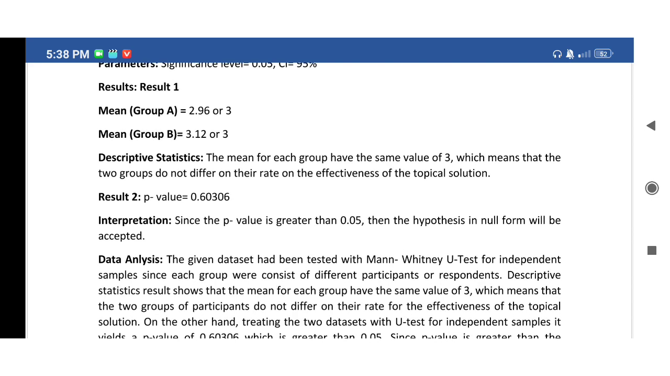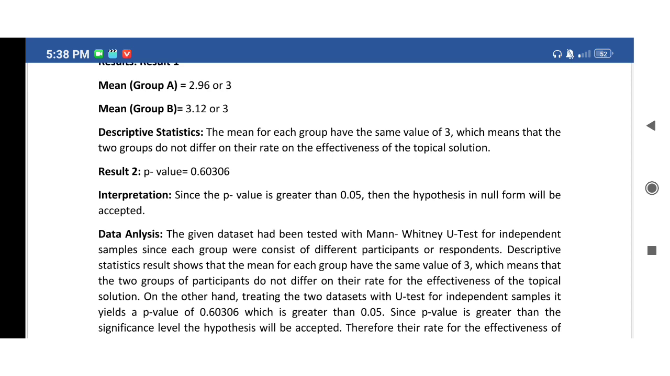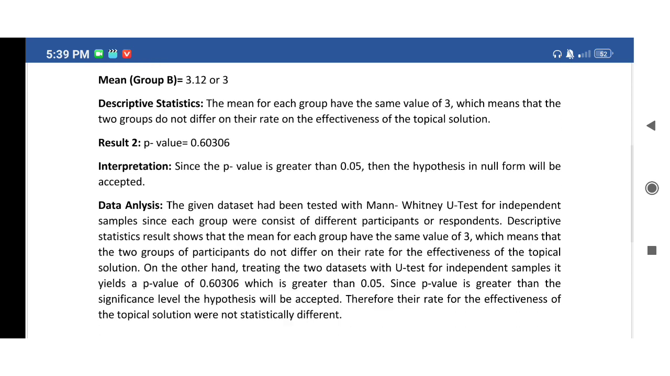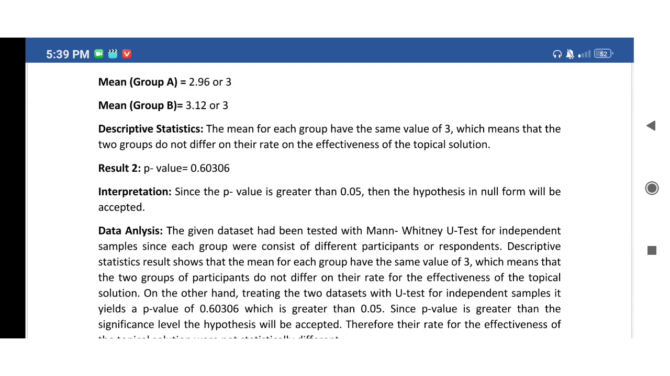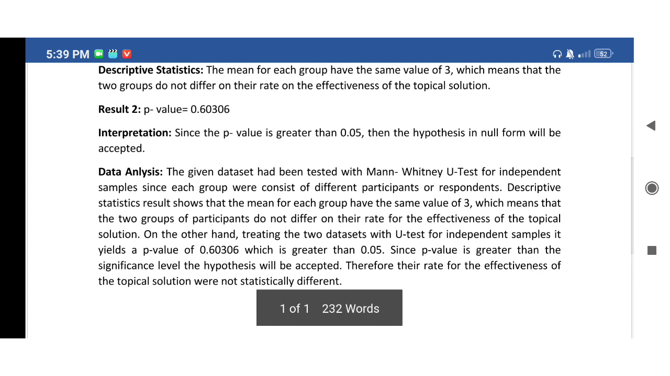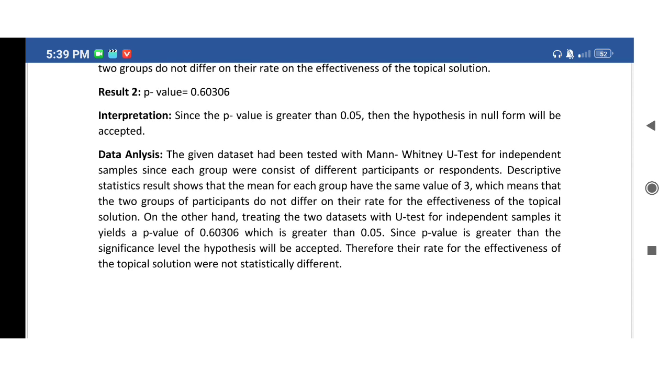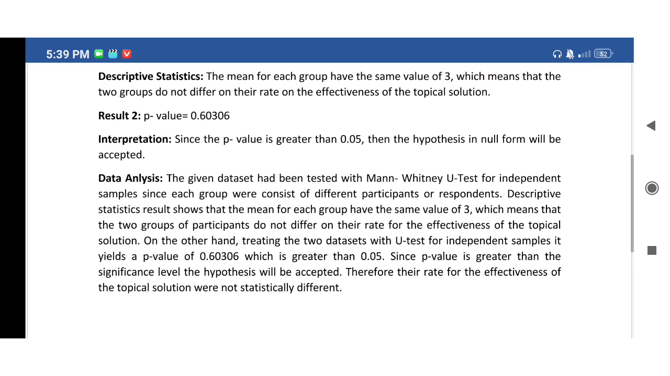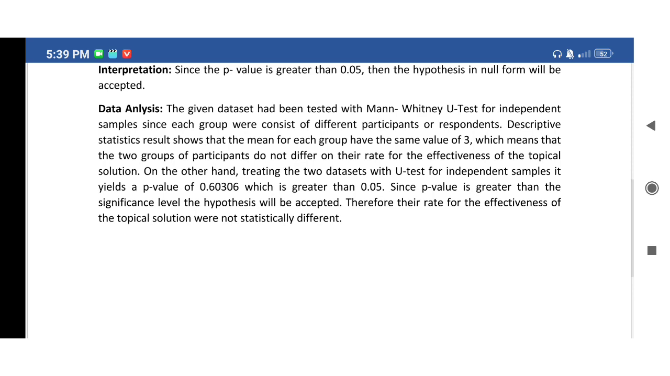So results. Result 1: the mean of group A is 2.96, or 3, and the mean of group B is also 3, or 3.12. Descriptive analysis: the mean for each group has the same value of 3, which means that the two groups do not differ on the rate of effectiveness of the topical solution. Result number 2: the p-value, or the probability value, is 0.60306. Interpretation: since the p-value is greater than 0.05, the null hypothesis will be accepted.